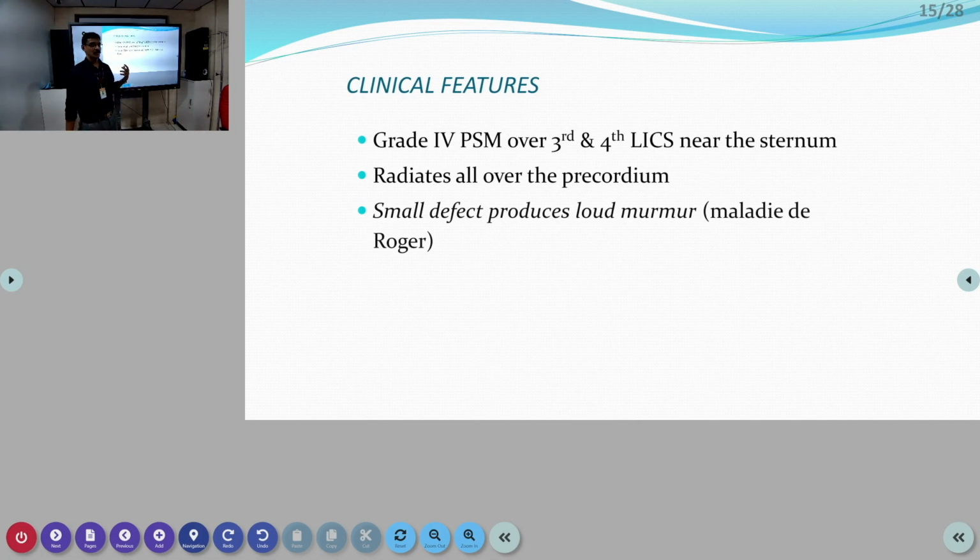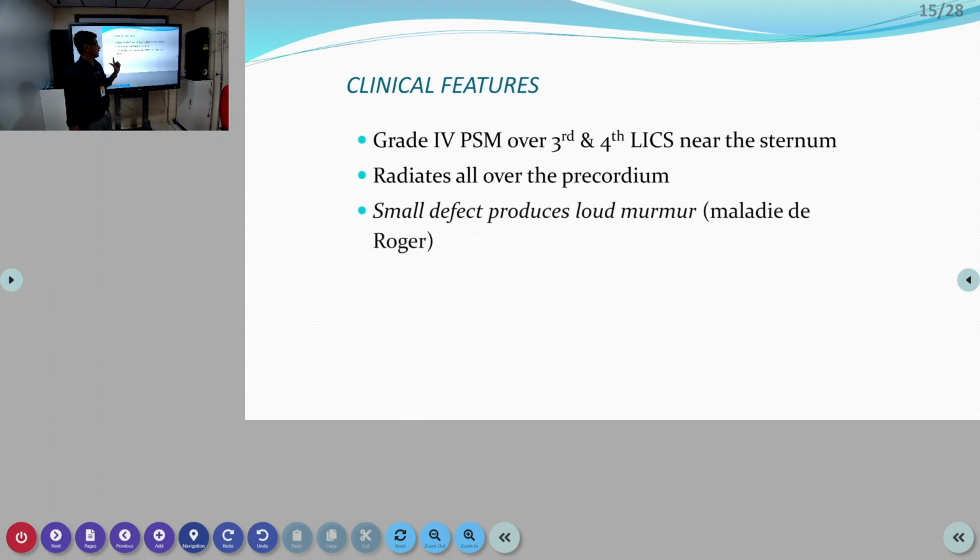But when you examine the patient for inspection, palpation, auscultation, you may get a lot of features, and that is because of the small size of the VSD. In VSD, the smaller the VSD, the more prominent signs will come, but the patient is not very symptomatic. But as I said before, most of the symptomatic VSDs, the symptoms occur in infancy and childhood itself.